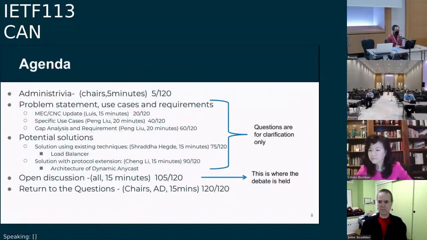For the agenda, we'll start with the problem statements, use cases and requirements. Then we'll talk about two potential solutions. One is load balancer based. The other one is the dynamic anycast architecture. We'll then come to the open discussion for 15 minutes. And then finally, we return to those questions with chairs and ADs to facilitate the discussion.